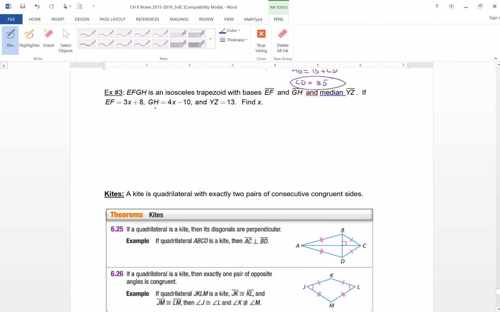Next one. EFGH is now an isosceles trapezoid. So let's draw an isosceles trapezoid.